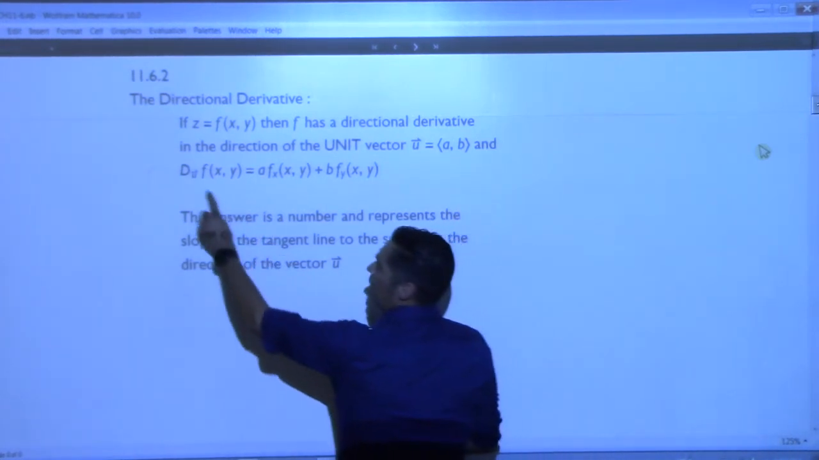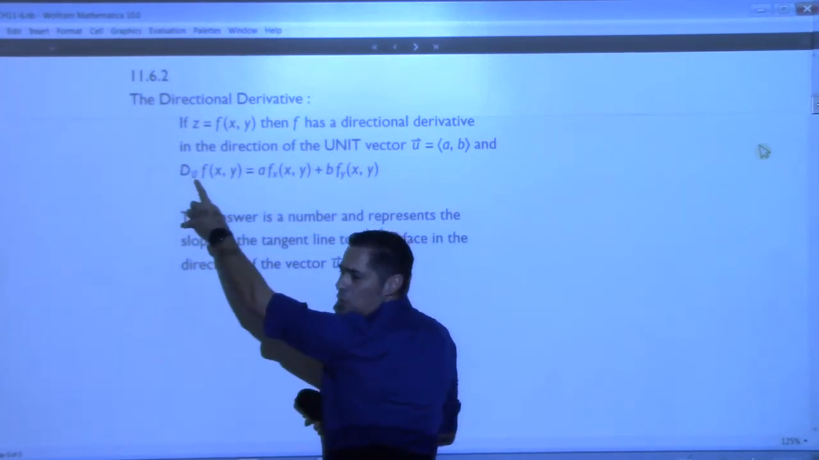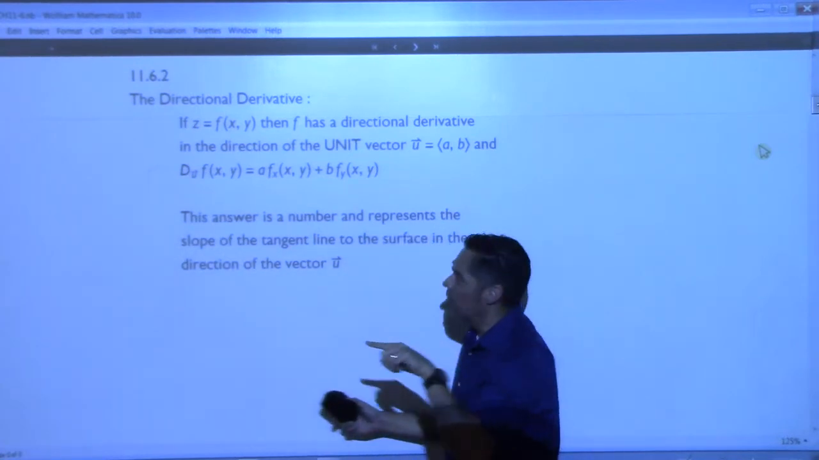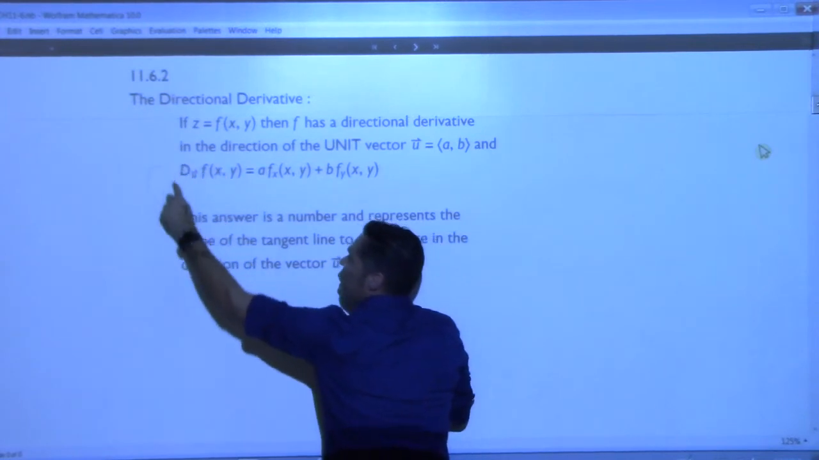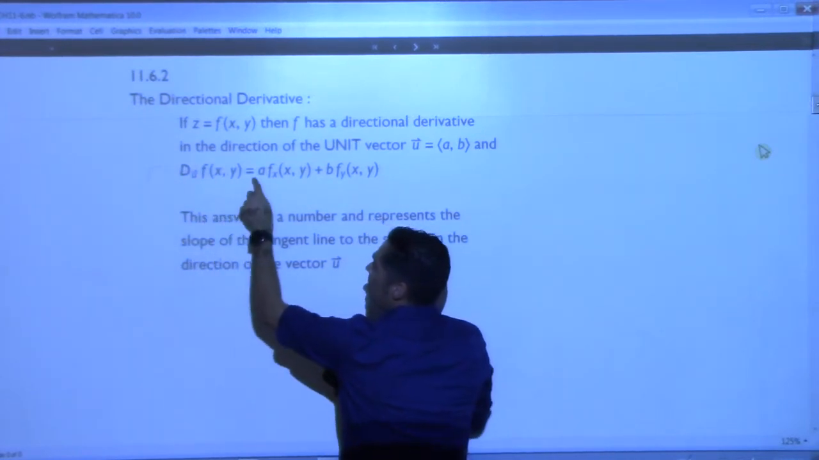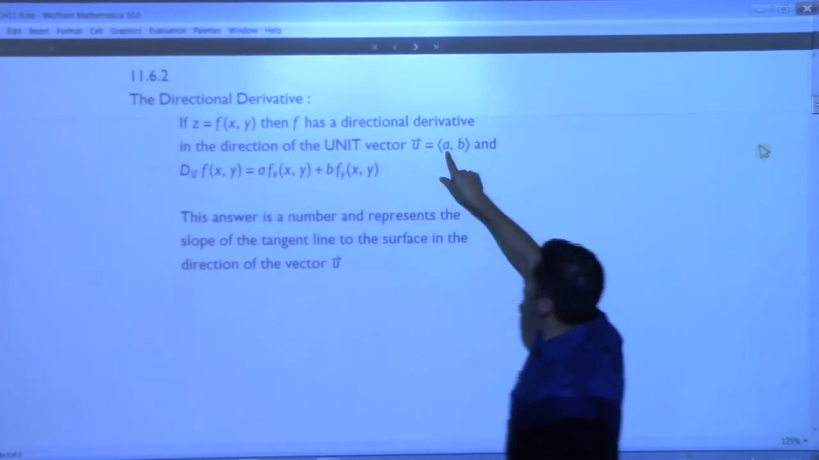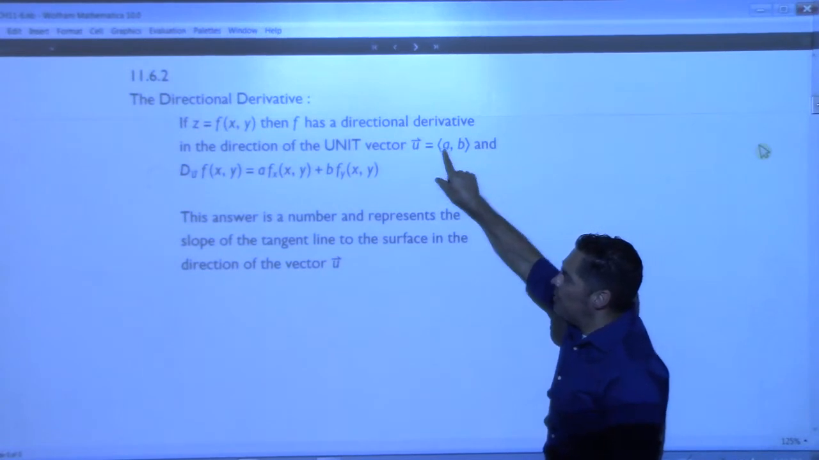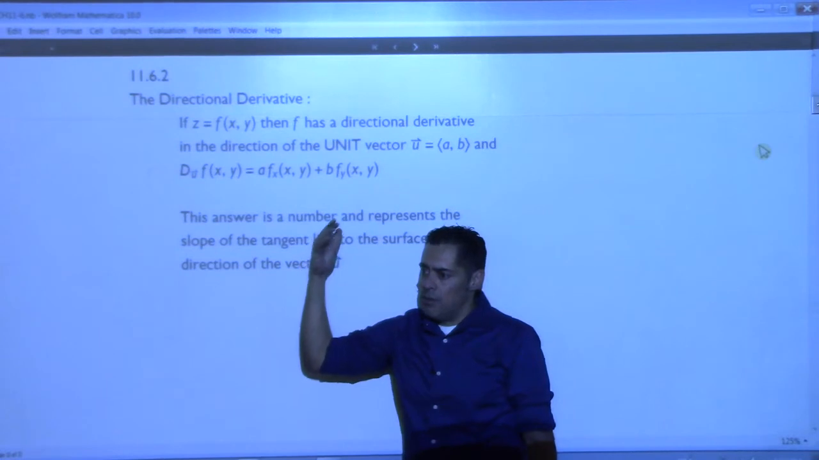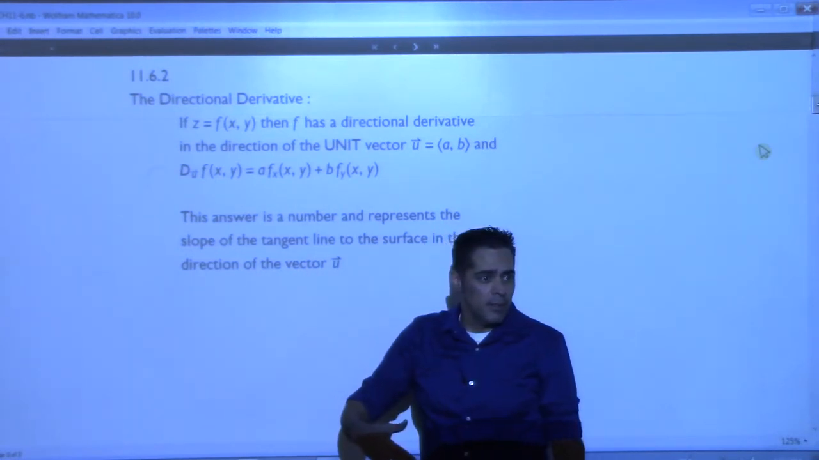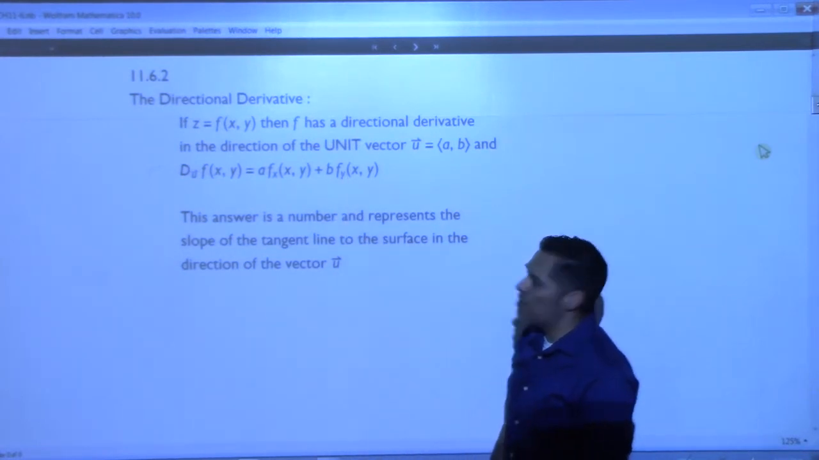And it is written this way, capital D, which means the derivative, in the direction of u. So it's subscripted with that little u vector, of the function f of x, y. So this is your directional derivative in the direction of u, and it is equal to what? a, which is just the first component of your unit vector, times the partial of f with respect to x, plus b times the partial of f with respect to y.